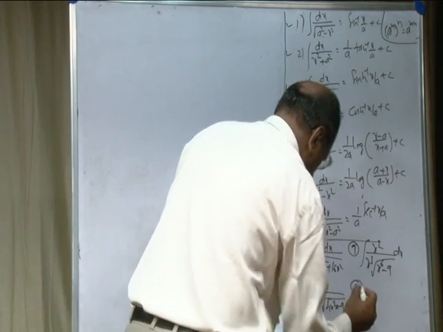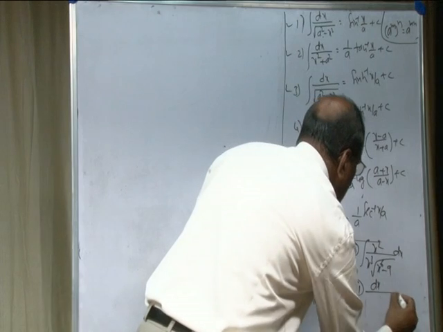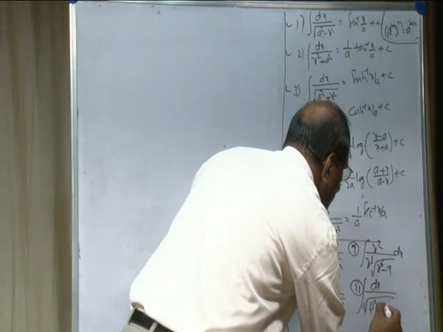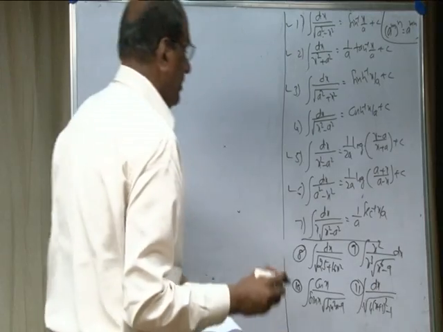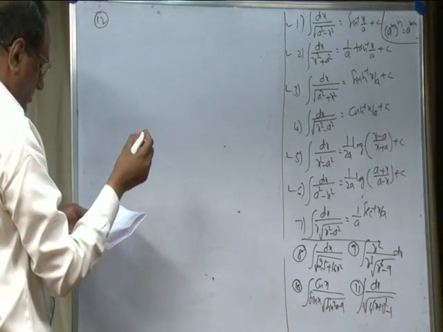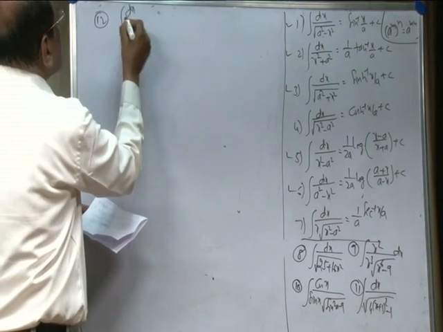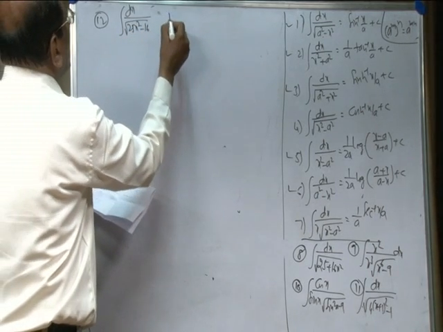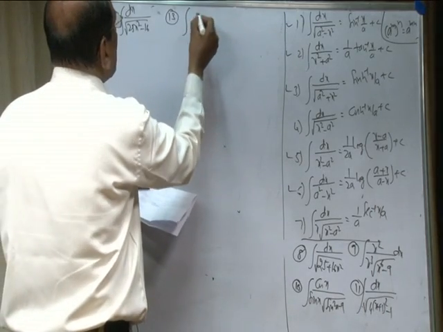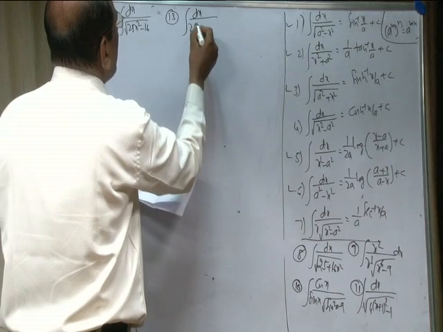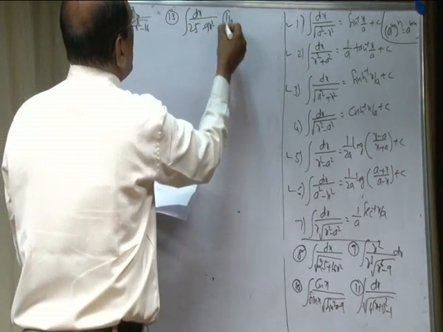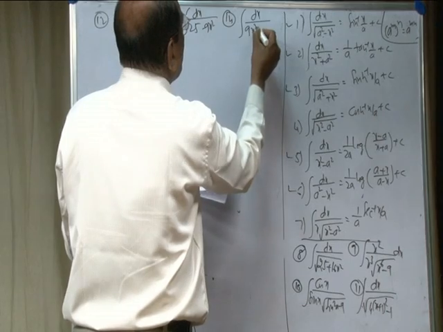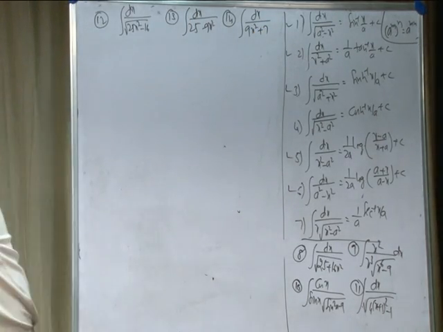11th problem: dx divided by root of 4 into (x plus 1) whole squared minus 1. 12th problem: dx divided by root of 25x squared minus 16. 13th problem: dx divided by 25 minus 9x squared. 14th problem: integration of dx divided by 9x squared plus 7. So, note down these problems.